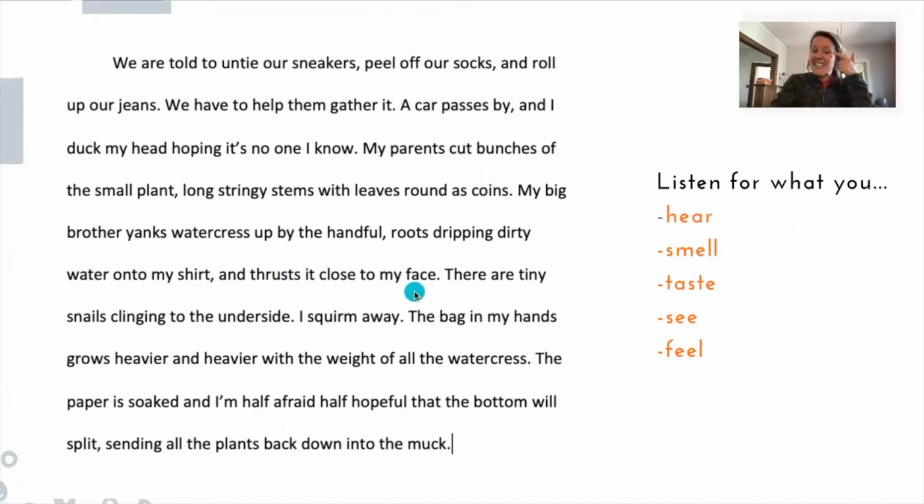There are tiny snails clinging to the underside. I squirm away. The bag in my hands grows heavier and heavier with the weight of all the watercress. The paper is soaked, and I'm half afraid, half hopeful that the bottom will be split, sending all the plants back down into the muck.